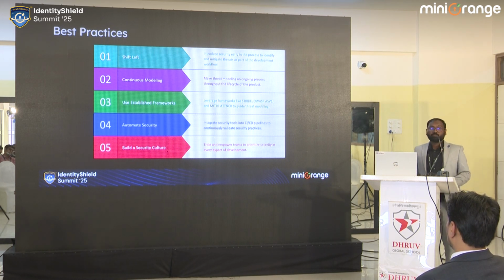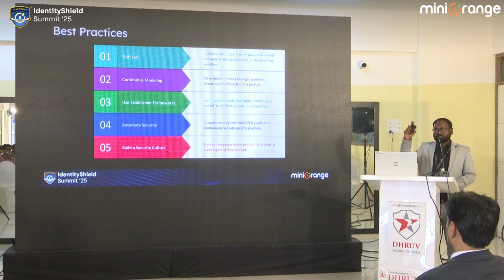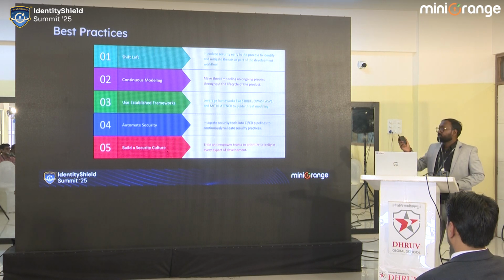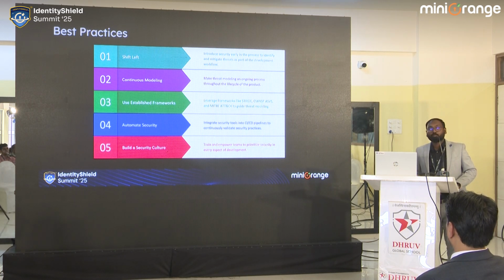Now this is the most important part. I think I said it in the beginning, that people are not aware of security standards, right? Building a security culture is very important. How can you do it? You can have training sessions, you can teach people, and you can tell them how to include security practices in your day-to-day work.